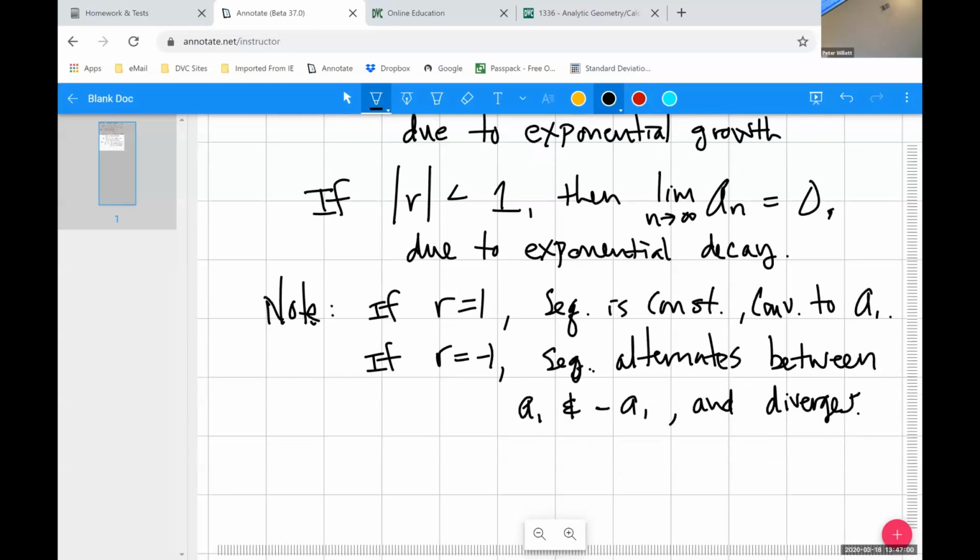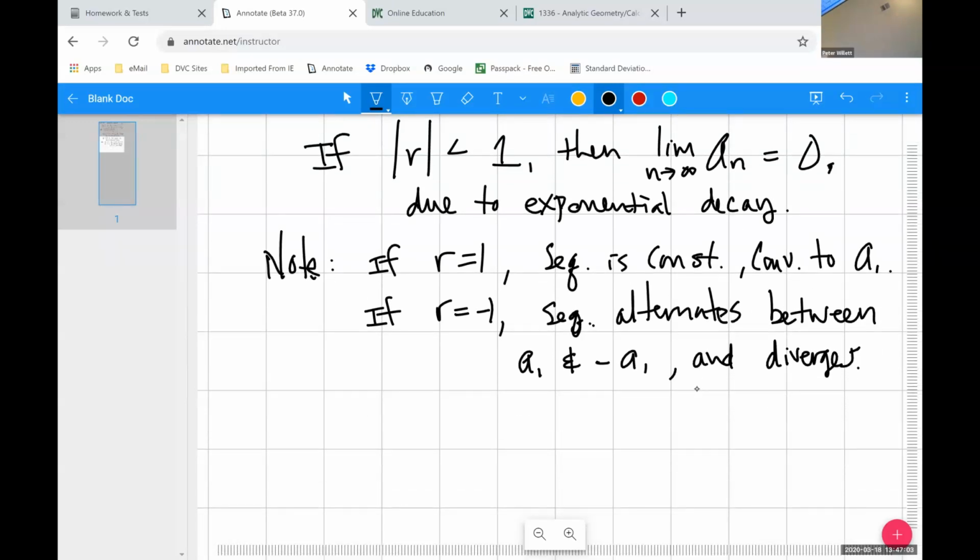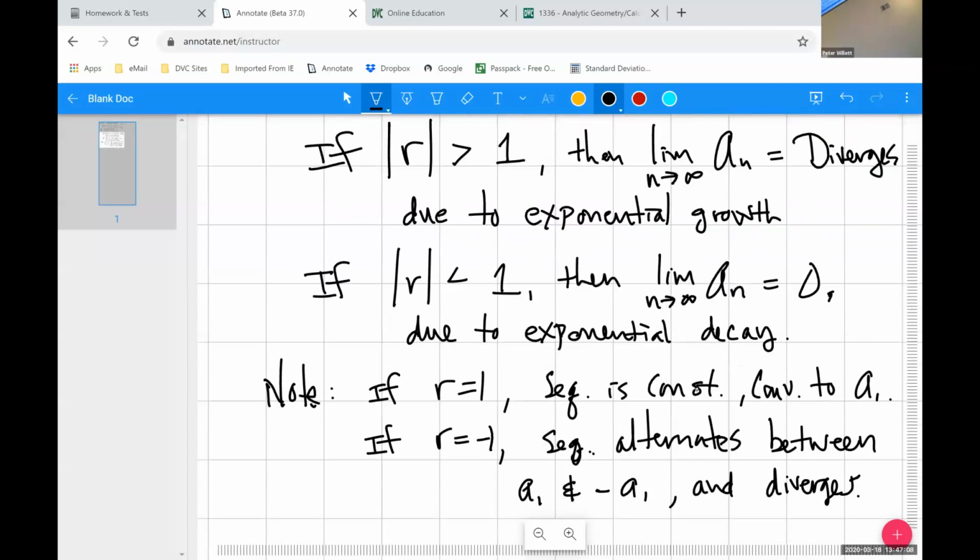So let's pause there and see if I've lost people along the way and anybody wants to ask a question for clarity. So these results are summarized in theorem 8.3 on page 611.